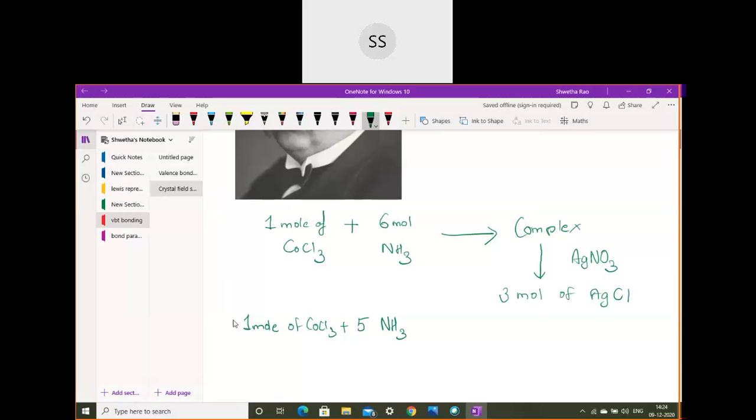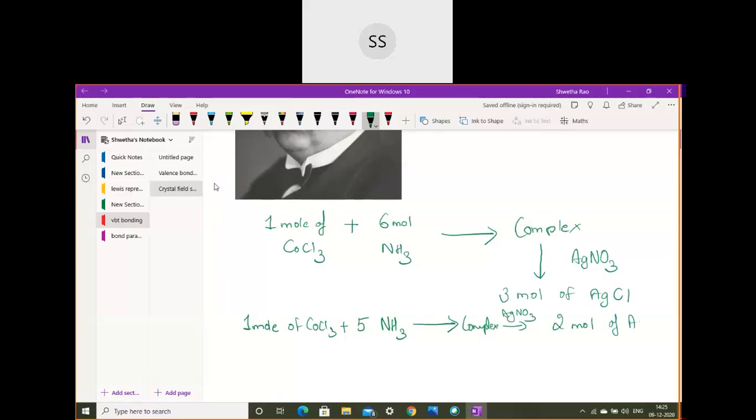Then in the next case, he changed the concentration. He kept on changing the concentration of ammonia here. So 1 mole of CoCl3, I'm going to take, and then we are going to reduce this amount of ammonia.